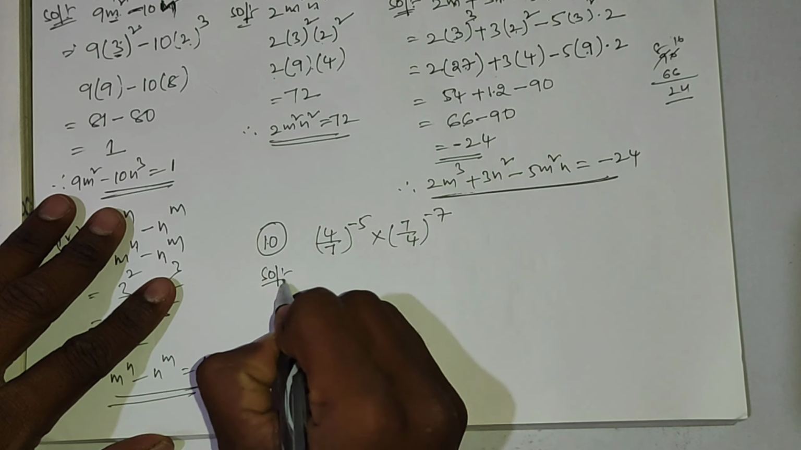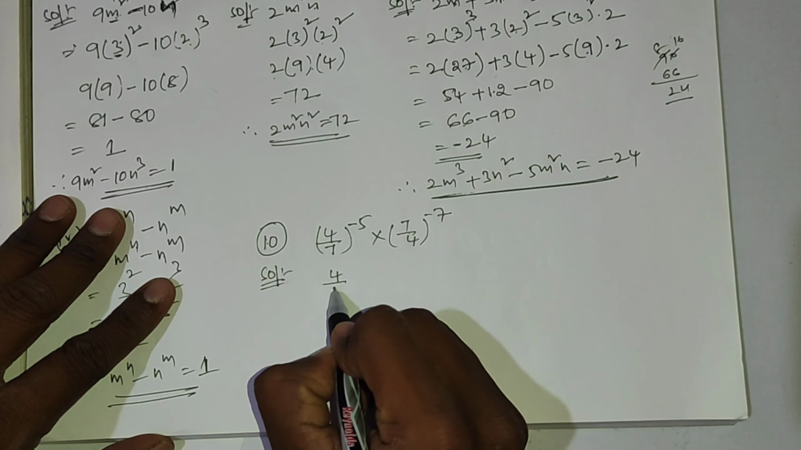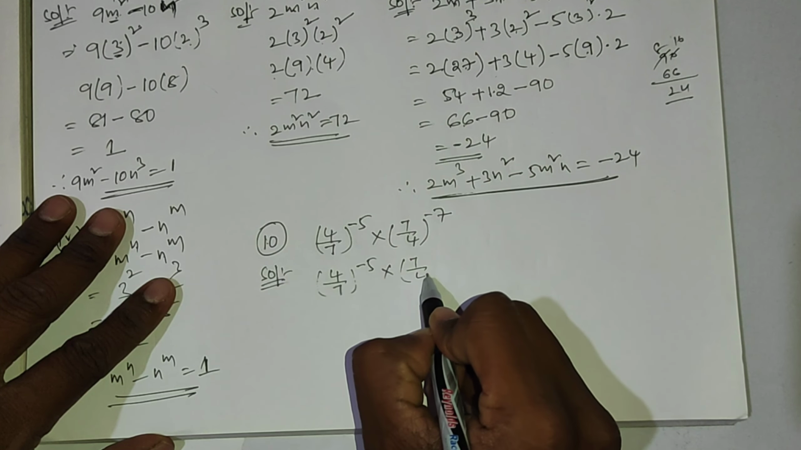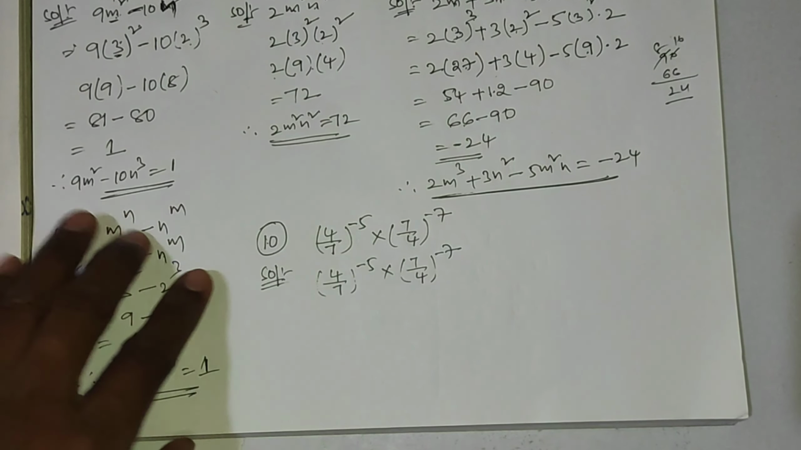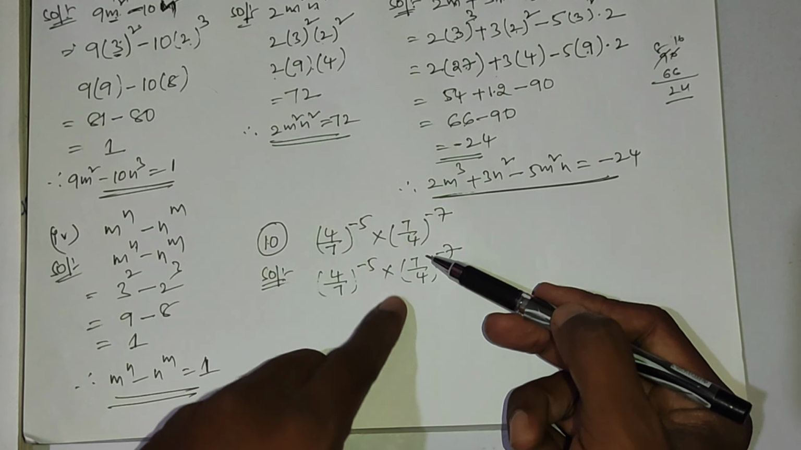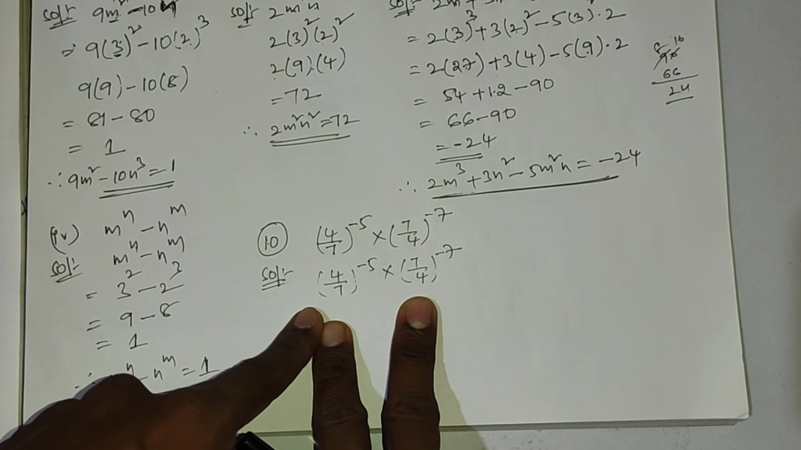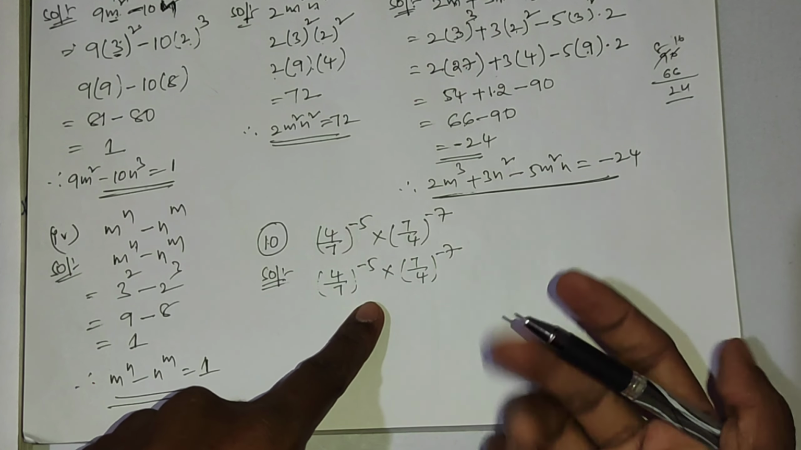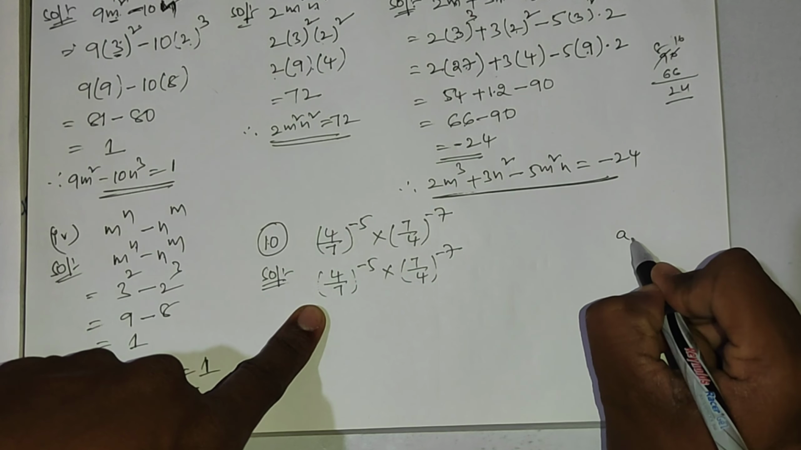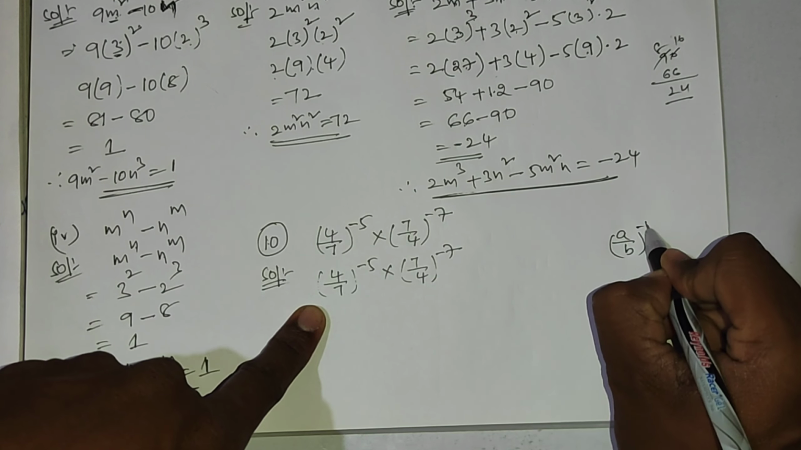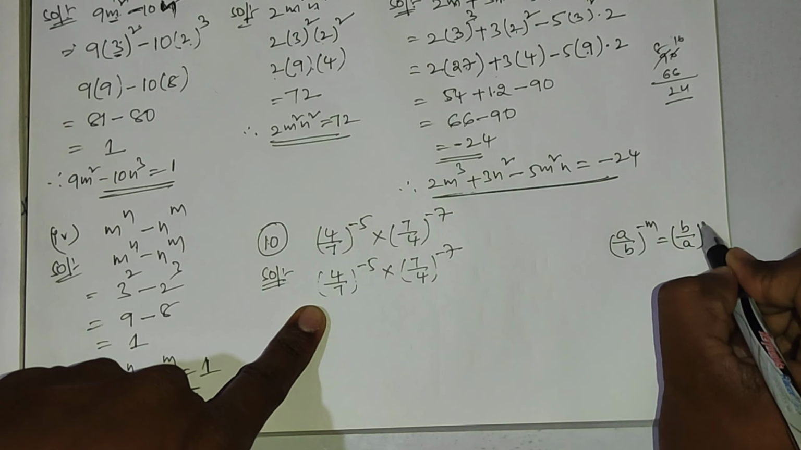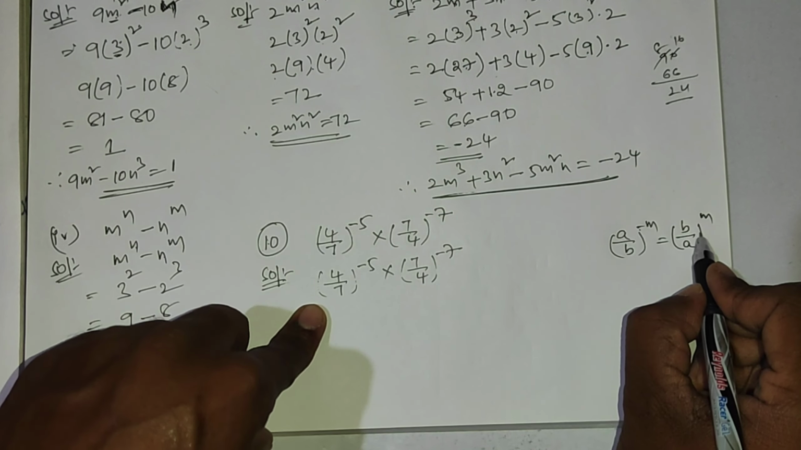Solution. First we'll write what is given. 4 by 7 whole to the power of minus 5 into 7 by 4 whole to the power of minus 7. Now check here: 4 by 7 and this is 7 by 4. If you take the reciprocal, these two bases will be the same, right? So we will change any one. We know the formula. What is the formula? A by B whole to the power of minus m is equal to the reciprocal, B by A whole to the power of m. This negative becomes positive.